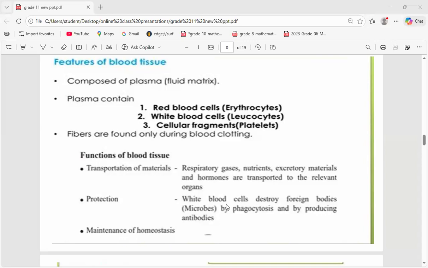So the protection of our body. And the next one is maintenance of homeostasis. So these are the three main functions of blood tissue.